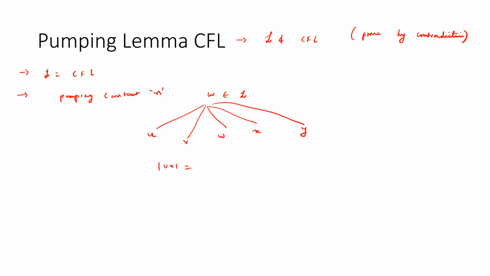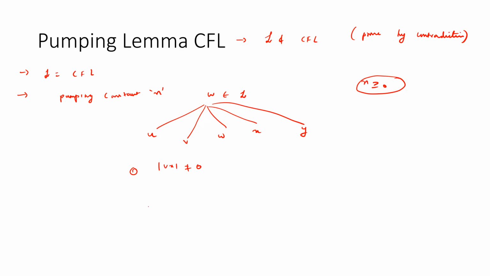The condition is that the length of vx is not equal to 0. V can be epsilon or x can be epsilon, but v and x together cannot be epsilon, right? And the second condition is that this pumping constant n should be greater than or equal to 0. Earlier I was saying I'm confused whether it should be greater than or equal to 0 or greater than or equal to 1. It turns out that the pumping constant should be greater than or equal to 0.